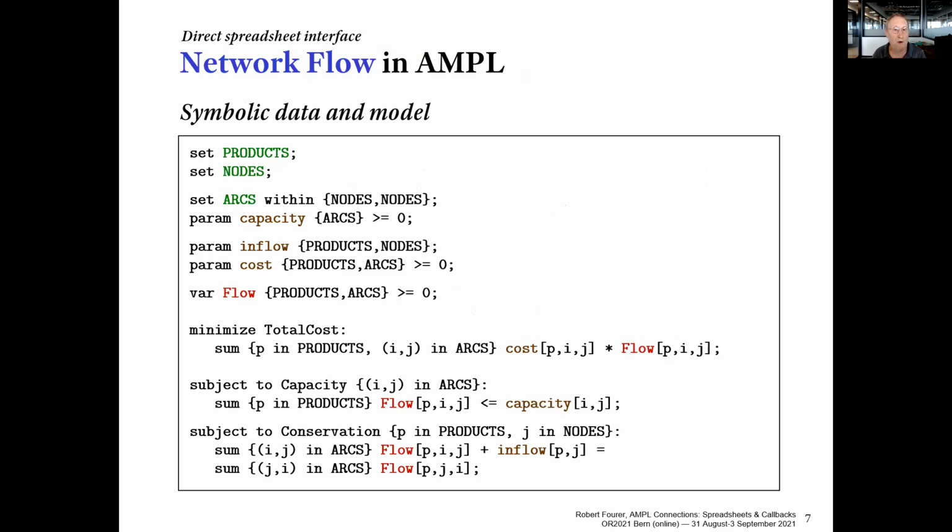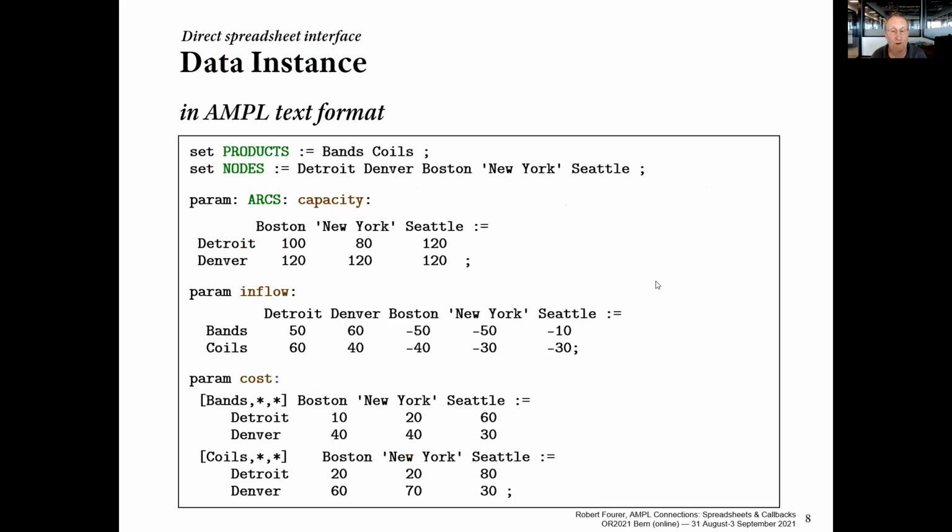So here's the example I'm going to give. It's about a network flow problem in AMPL. You see there's a set of products, a set of network nodes, and a set of arcs, which are pairs of nodes. The capacity parameter is two-dimensional since it's indexed over arcs. The inflow parameter is also two-dimensional, indexed over products and nodes, and the cost is three-dimensional, indexed over products, nodes, and arcs. In the AMPL text format for data, the data for a simple example might look like this.